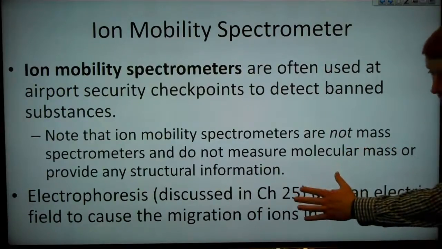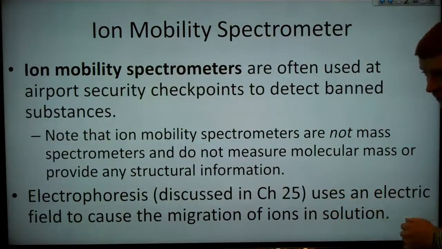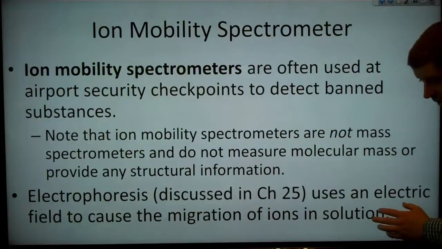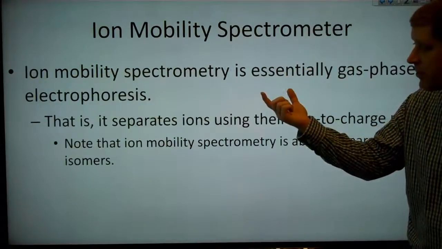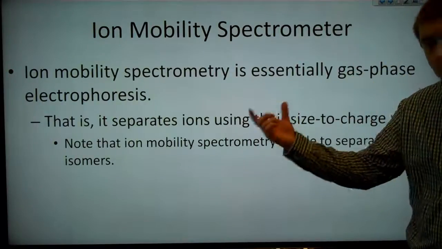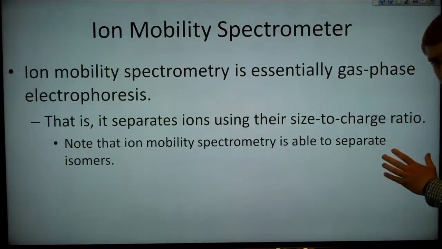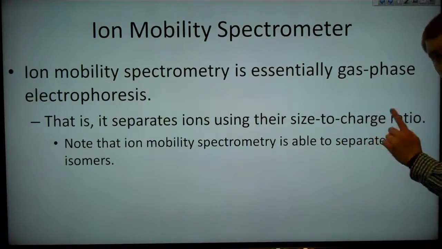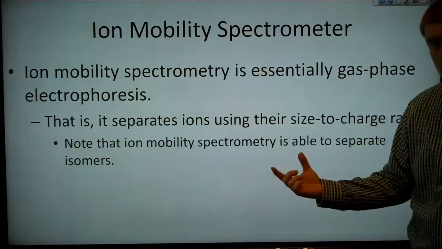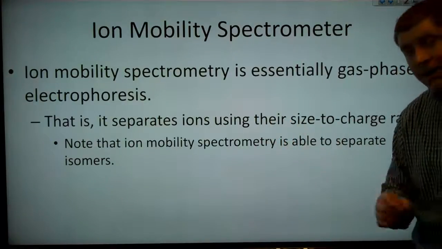So electrophoresis, which is discussed in Chapter 25, uses an electric field to cause the migration of ions in a solution. But ion mobility spectrometry is essentially gas phase electrophoresis. That is, the separation of ions is occurring using their size to charge ratio. Not mass to charge ratio, but size to charge ratio. Note here that ion mobility spectrometry is able to separate isomers.